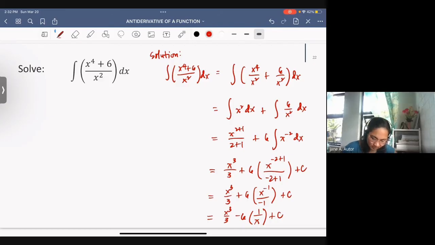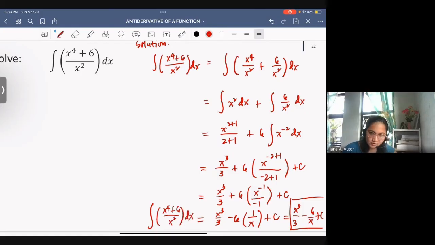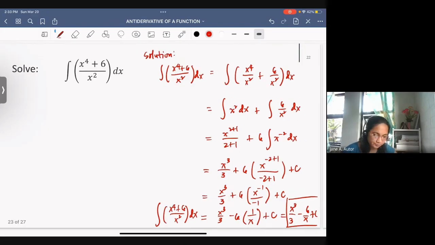Meaning, the antiderivative of the given function is x cubed over 3 minus 6 over x plus c. We have the integral of the quantity x raised to 4 plus 6 over x squared dx is equal to x cubed over 3 minus 6 over x plus c.